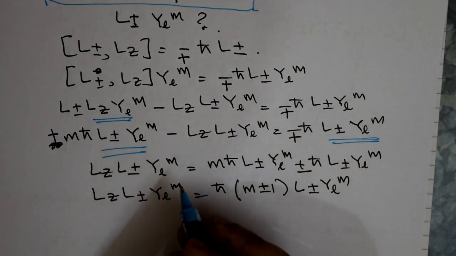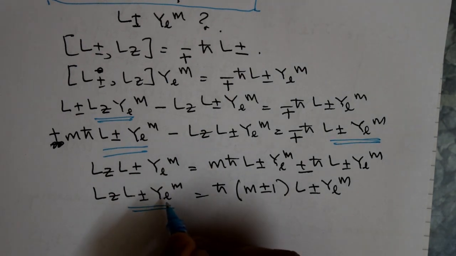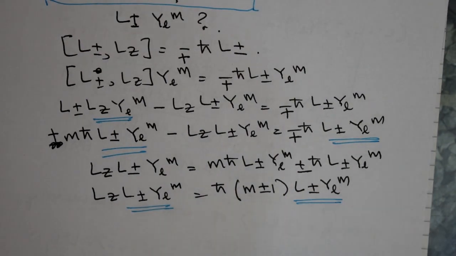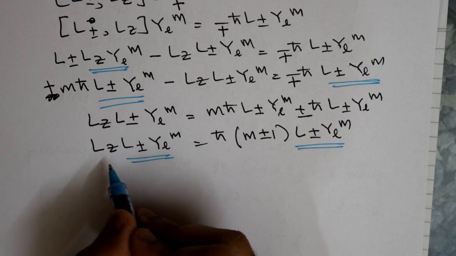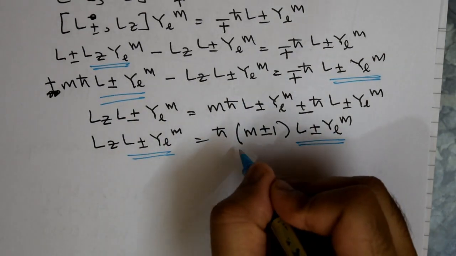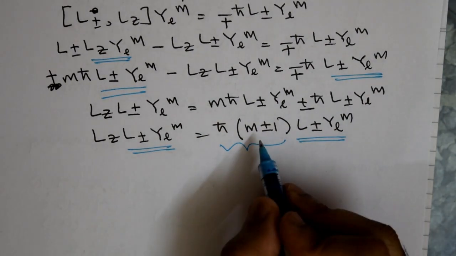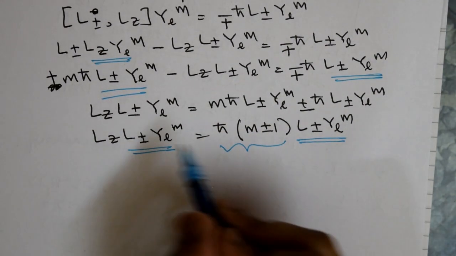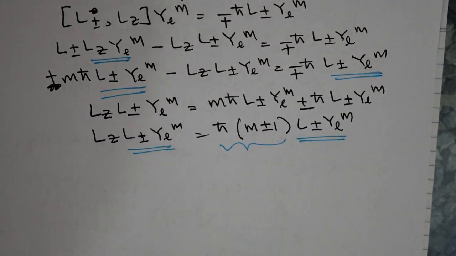So this is an important conclusion to make. If Lz operates on L plus minus Y_lm, it gives back L plus minus Y_lm. That means that L plus minus Y_lm is also an eigenfunction of the Lz operator, similar to Y_lm itself. But instead of giving m ħ, it ends up giving a different value: if you're operating with plus, it gives m plus 1, and if you're operating with a minus, it gives m minus 1.